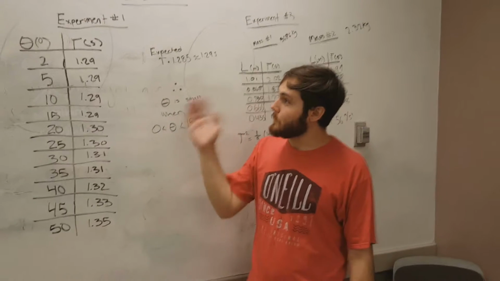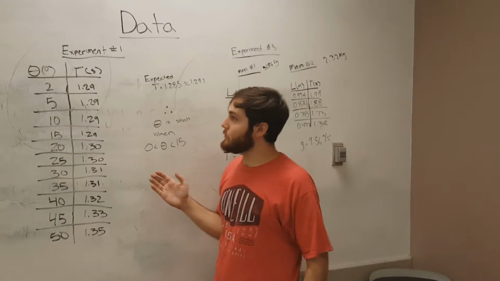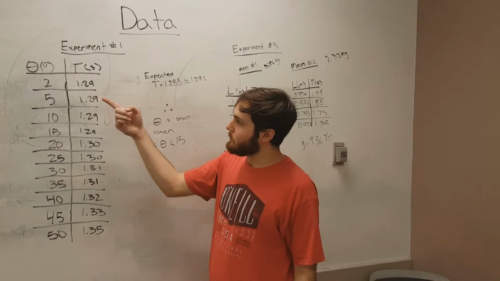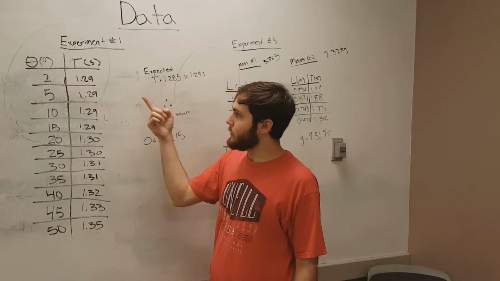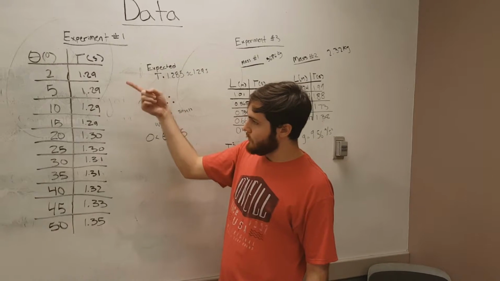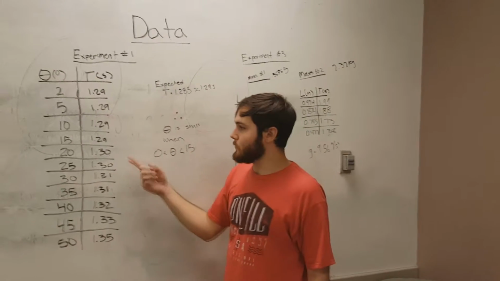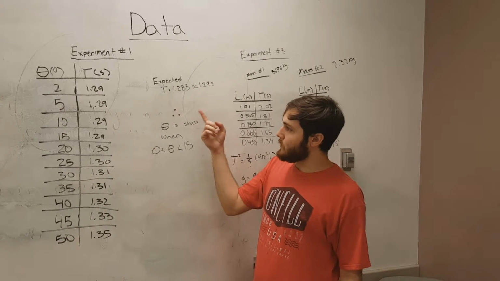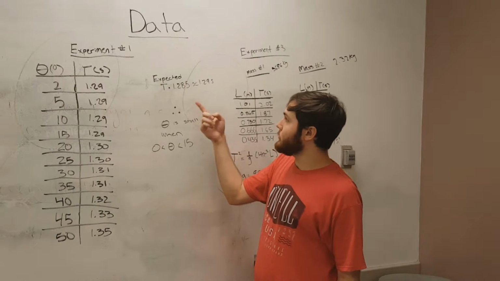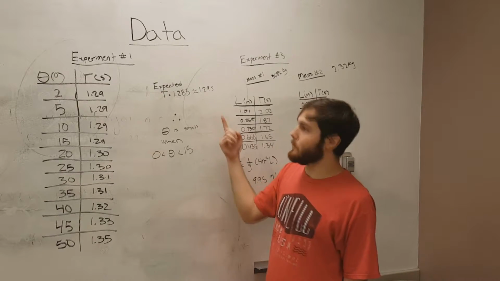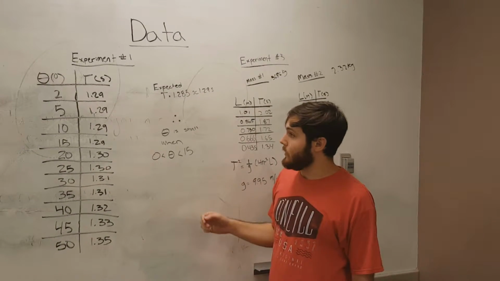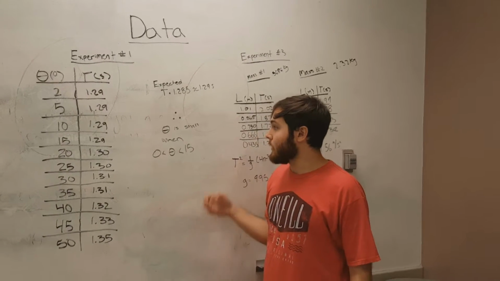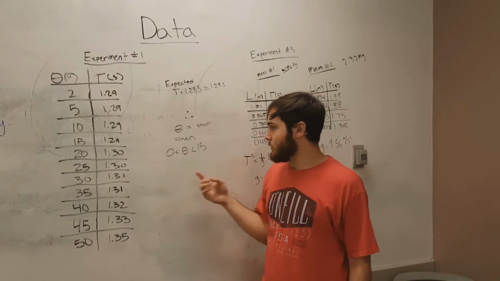The data for experiment number 1, where we're testing the small angles, we have our data table here where we're comparing the angle that we started with versus the period of the oscillation. And as you can see, the values remain pretty consistent until about 20 degrees. So our expected value based off of the math was 1.285 seconds for our period, which we're rounding up to 1.29, and those values are consistent until 15 degrees, so we're saying that theta is small between 0 and 15 degrees.